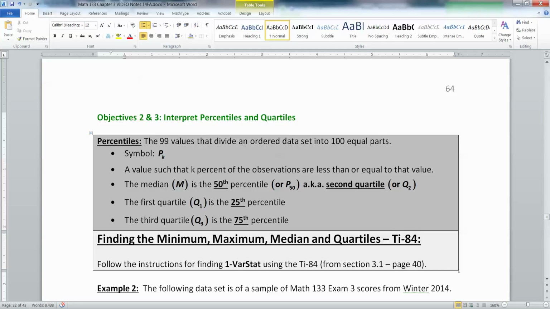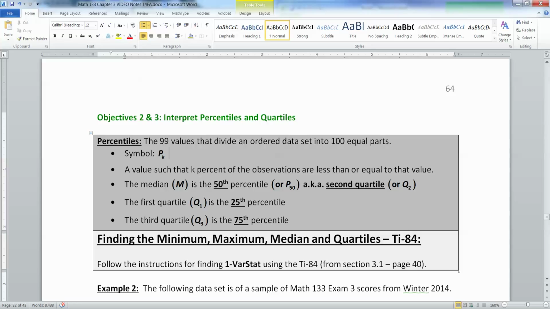All right, percentiles are the 99 values that divide an ordered data set into 100 equal parts. Now just think about that for a second. If you have a line and you want to divide it into 100 parts, you need 99 little dividing lines in order to make those 100 parts show up. Each of those little lines is called a percentile. Now the symbol for them is P sub k, but k is the percentage of the observations that are less than or equal to that value. So for example, the first percentile is P sub 1, the second percentile is P sub 2, the third percentile is P sub 3, and so on. Sub meaning it's below, the little numbers below the capital P.